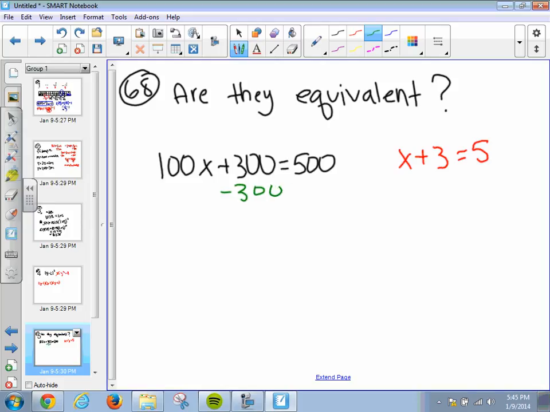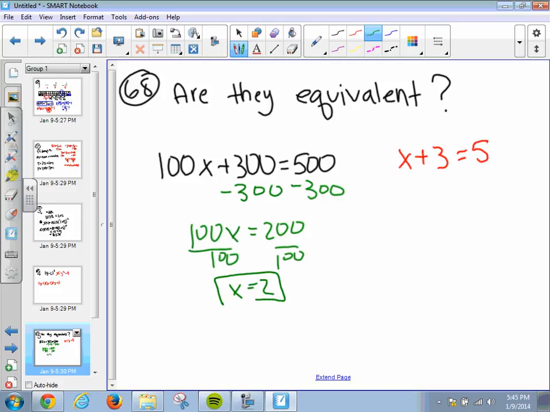So the first one I would subtract away 300, subtract away 300, you get 100x is equal to 200, divide by 100, x equals 2. Over here, we subtract away 3, x equals 2.